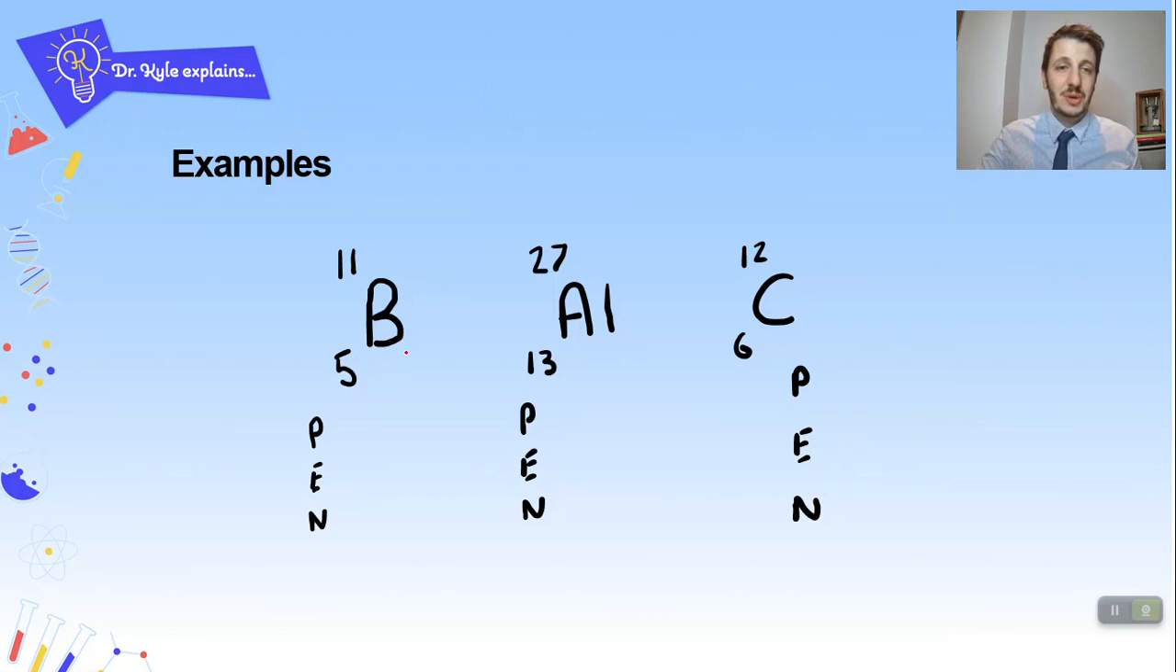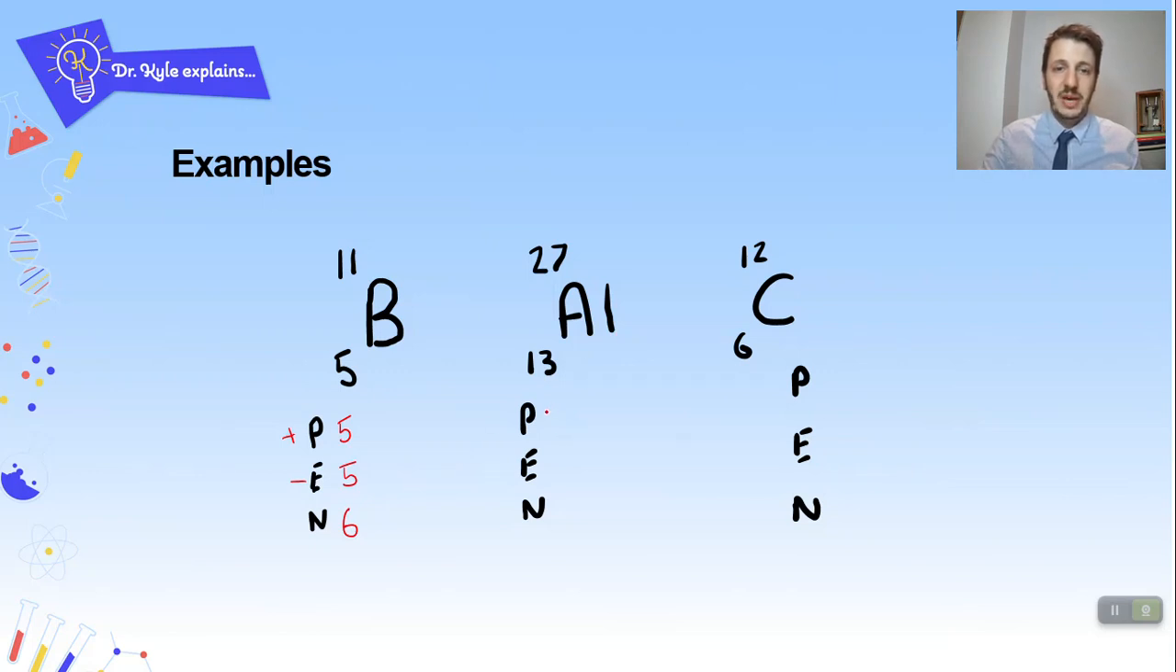Okay, brilliant. So boron then. Proton number is 5. If you have 5 protons, you have to have 5 electrons because atoms are neutral overall. So you have to have those 5 positives and 5 negatives. And you simply do 11 minus 5 to equal 6 neutrons.